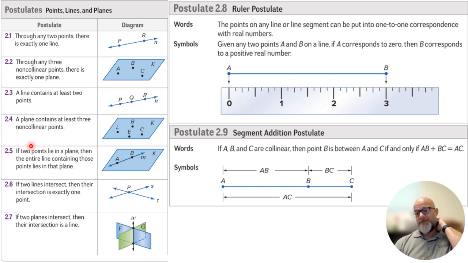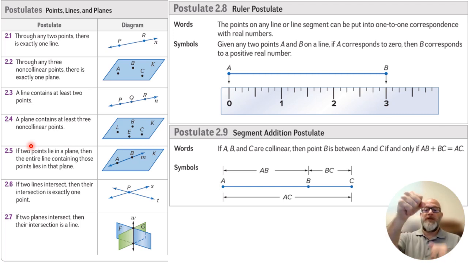What are postulates? Postulates or axioms are self-evident truths, statements that are true that we all just agree upon because they're so obvious. For example, 2.1: through 2 points is exactly one line. Right, if I had two points in space, there is a unique line between the two of them. We agree upon that.